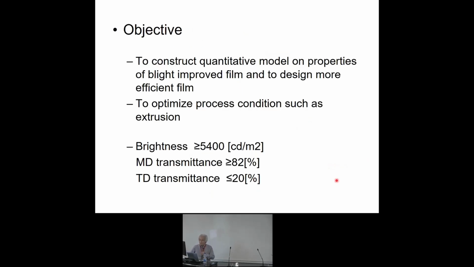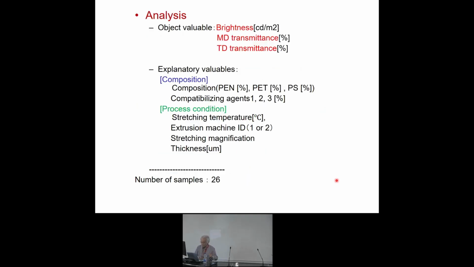The objective: to construct a quantitative model on properties of brightness improved film and to design a more efficient film, and to optimize process conditions such as extrusion. This is very important. So the concrete purpose: brightness is greater than 5,400, and MD transmittance more than 82%. So TD transmittance less than 20%. This is the concrete objective.